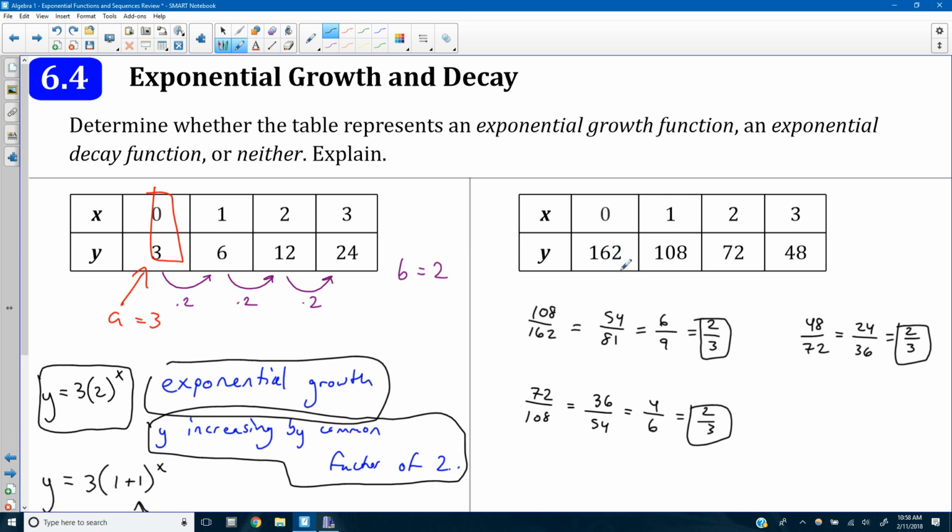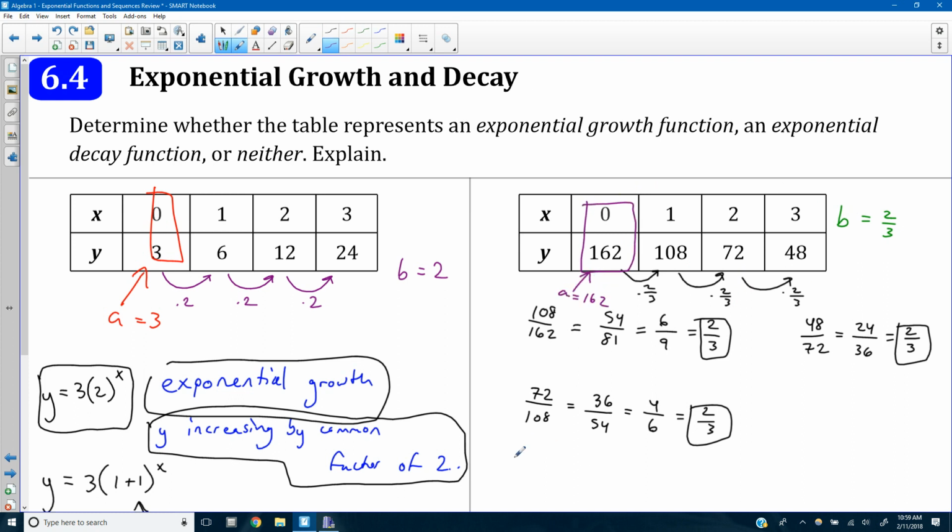162 times 2/3 is 108, because 108 divided by 162 is 2/3. 108 times 2/3 is 72, because 72 divided by 108 is 2/3. And the last one, same thing, times 2/3. There's a common multiplier of 2/3. That would technically be your b value. And as we see a here again as being your y-intercept, your a value is 162.